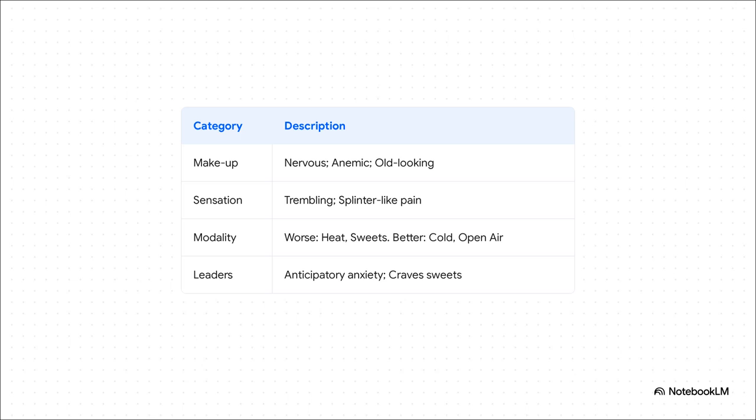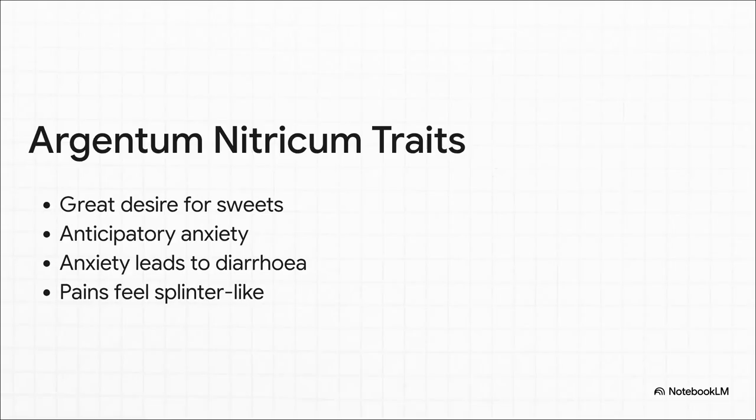So to boil it all down, who is the performer? Just think of someone who craves sugar, gets that intense what-if anxiety, like right before a big speech or a performance. And then that anxiety hits them physically, maybe as diarrhea. And when they have pains, they have that sharp, splinter-like quality.